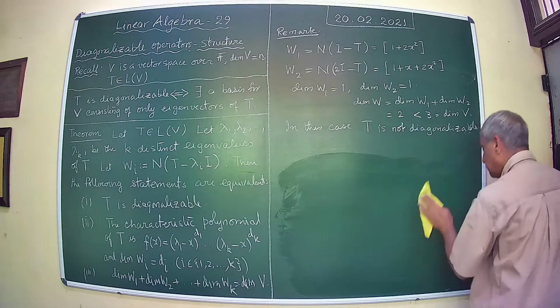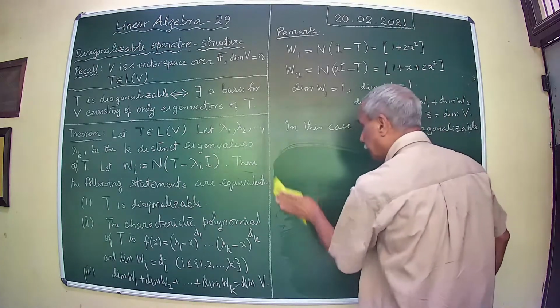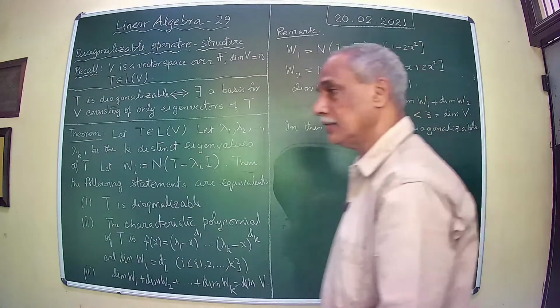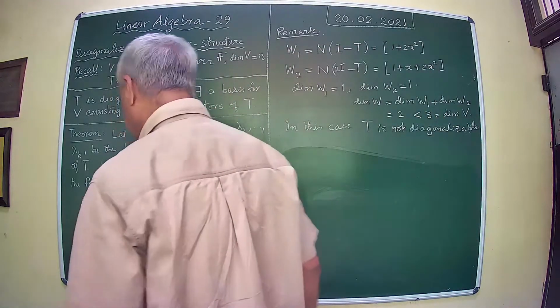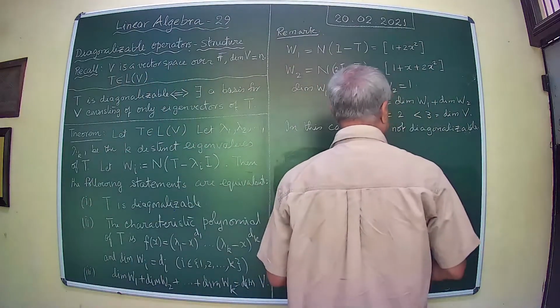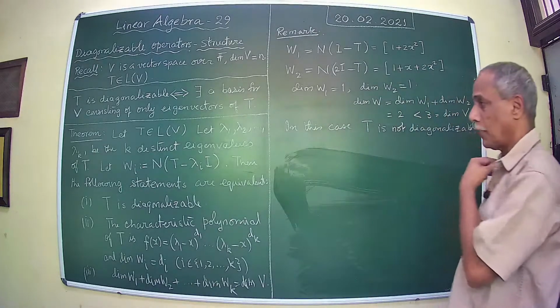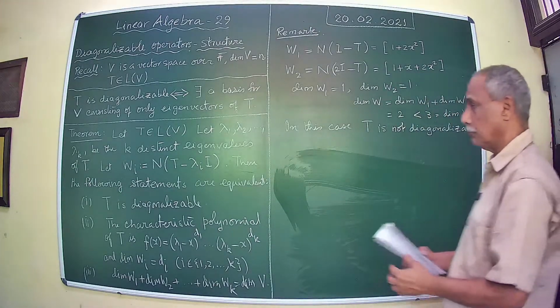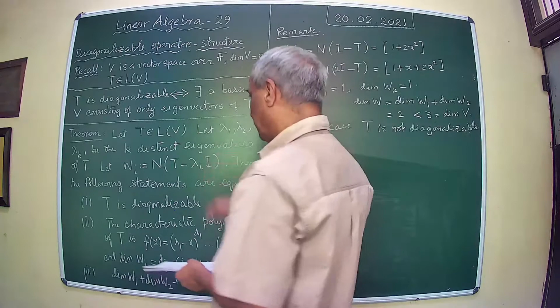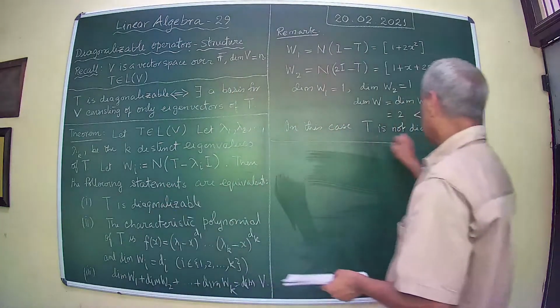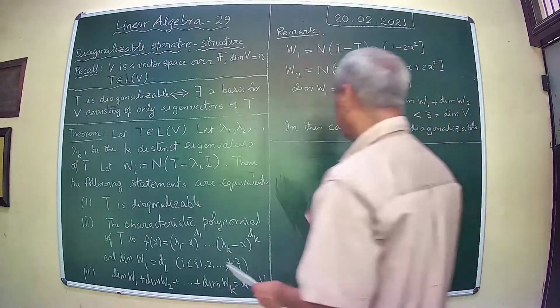Now I think this example gives some insight into the possibilities that you may have situations where we may not have sufficiently many linearly independent eigenvectors to span the whole space. That's a problem. So now we go back to our theorem, go to the proof of the theorem.